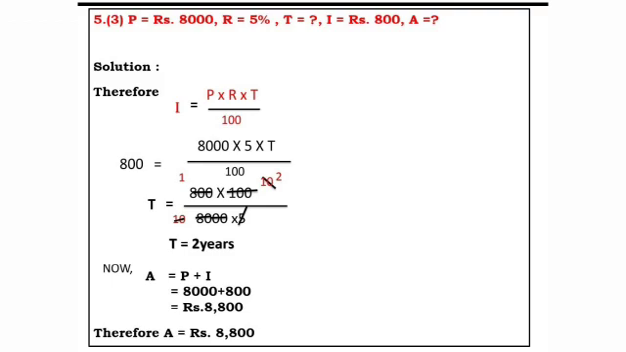Now you are going to find out the amount. So amount is what? P plus I, that is principal plus interest. So amount is equal to 8,000 plus 800, which is equal to rupees 8,800. So here the time is 2 years and the amount is 8,800.